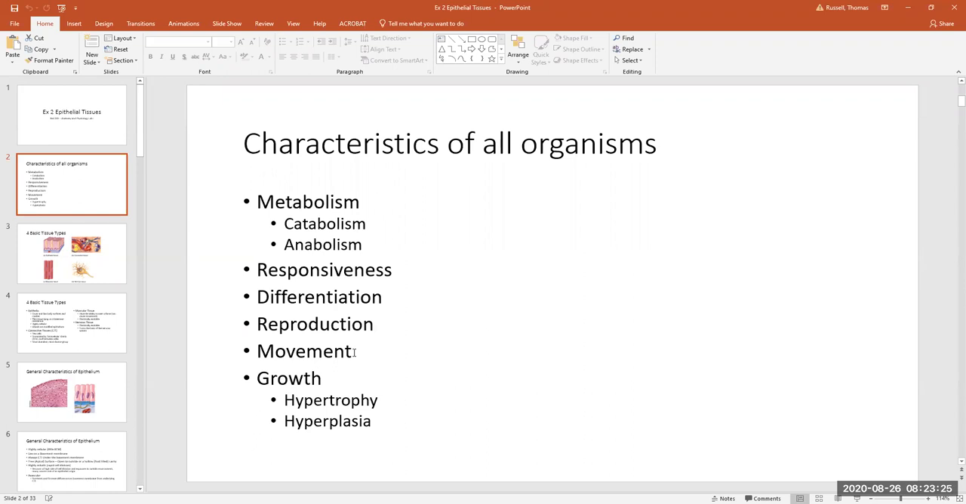Movement at all levels is important. Obviously, gross movement, as if you're walking across the street, you're moving. But we also have movement at the cell level. We have movement at the subcell level. So cells can move around your body. And then there are certain molecules and organelles that move around on the insides of cells, which is important. And we get into more of that later on.